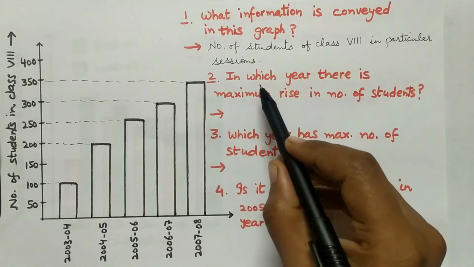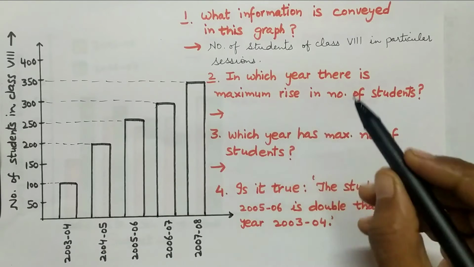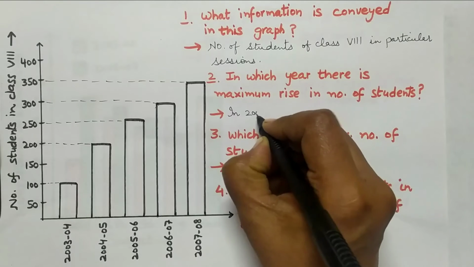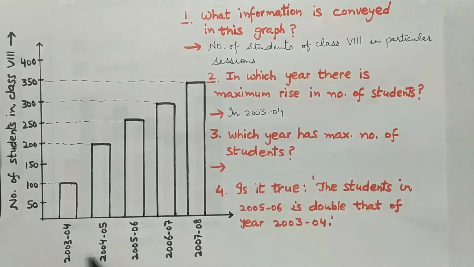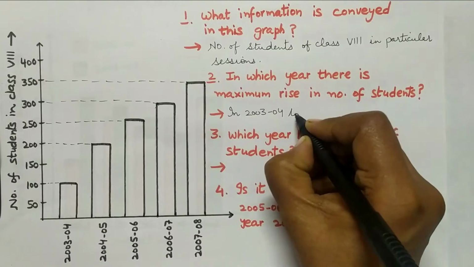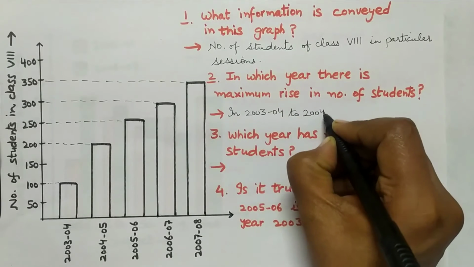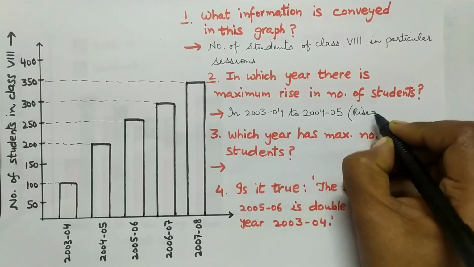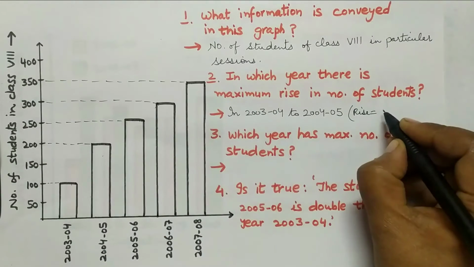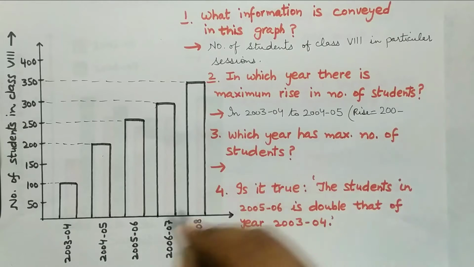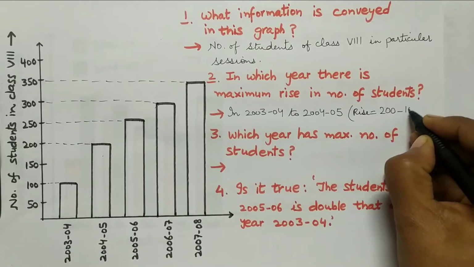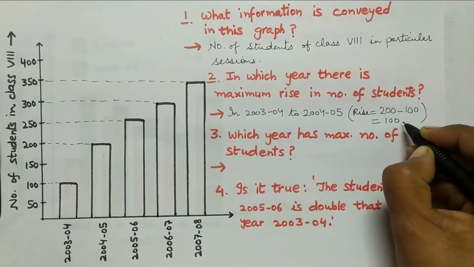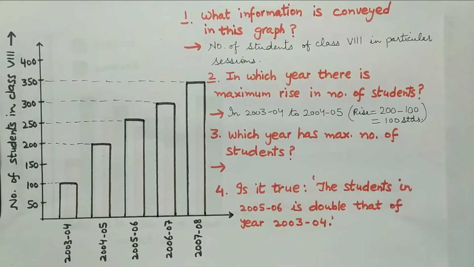So we write: in which year is there the maximum rise? In 2003-4 to 2004-5. And what was the rise? 2004-5 has 200 students, minus 2003-4 has 100 students. This gives us 100 students.